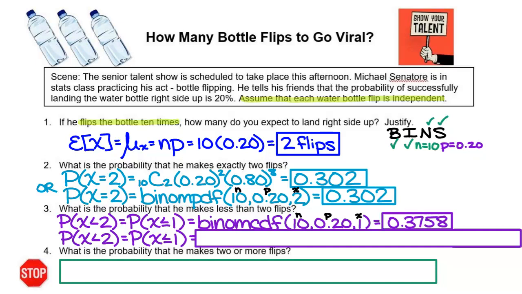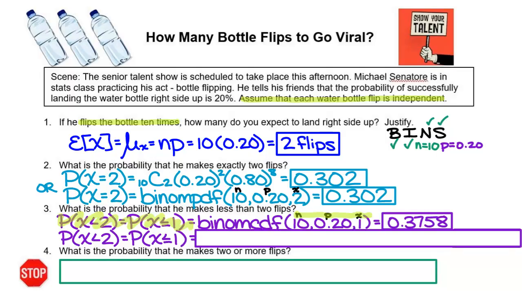I said there was another way to calculate this one. We can do binom CDF. Perfectly appropriate, as long as you label N, P, and X, and you have your inequalities. So you need to have your inequalities here in addition to having your labels. It's totally fine to just put it into the calculator at that point.